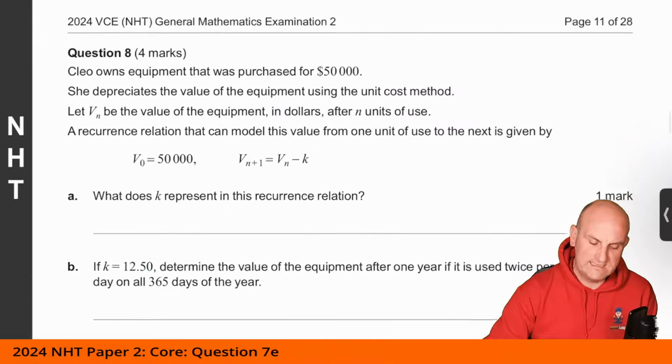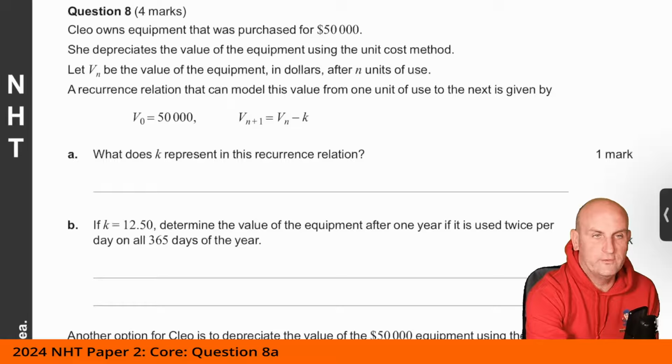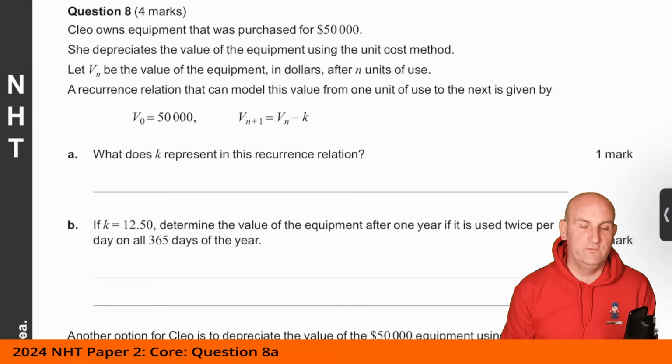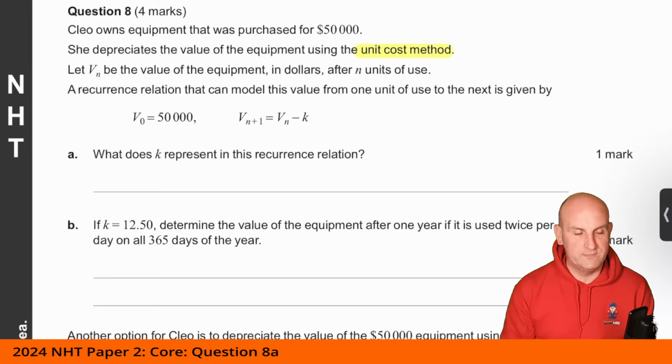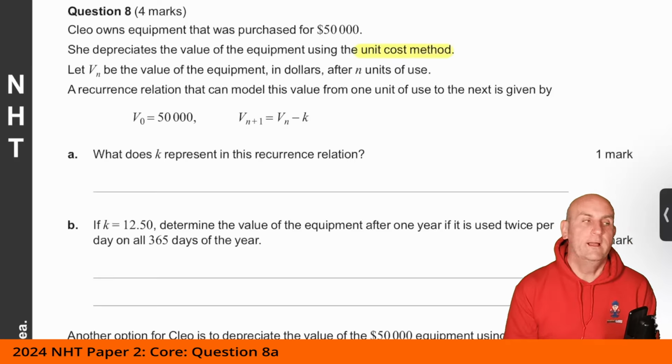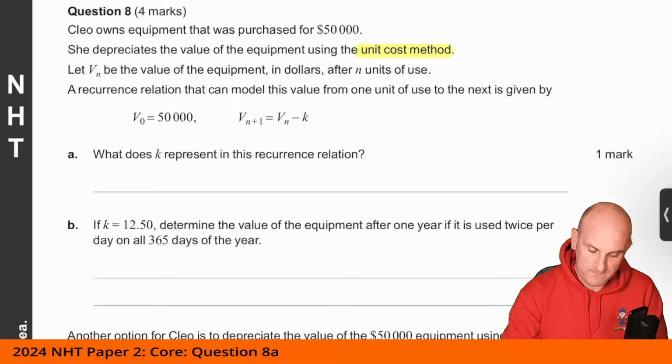Again, pretty standard questions here. Cleo owns equipment that was purchased for $50,000. She depreciates the value of the equipment using the unit cost method. And understanding the difference between all of these, flat rate depreciation, unit cost and reducing balance, is really, really important. Let Vn be the value of the equipment in dollars after K units of use. A recurrence relation that can model this value from one unit of use to the next is given. What does K represent in this recurrence relationship?